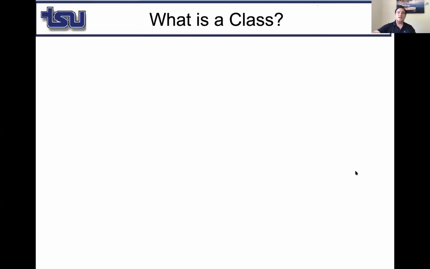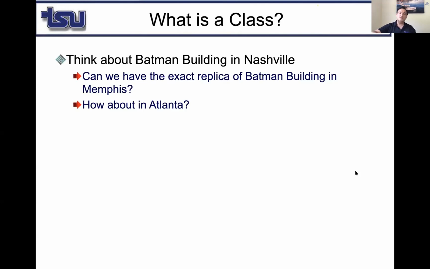Okay, so what is a class? That's what we really need to understand. I was trying to give this example, but let's do it more officially. Think about the Batman building in Nashville. That's the AT&T building you can see from everywhere. My question to you is, can we have the exact replica of the Batman building in Memphis? Can I have exactly the same building in Atlanta, New York City, Chicago? Of course I can, right?